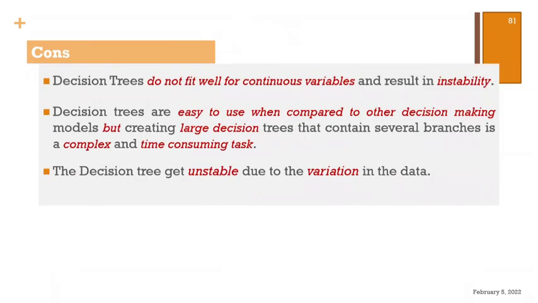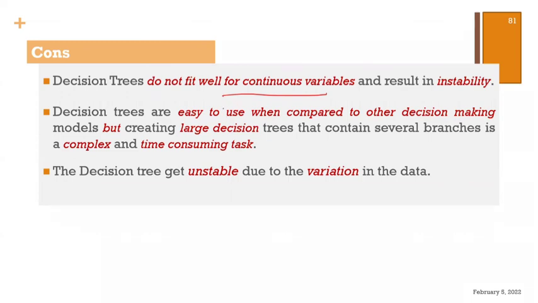Of course, everything with advantage also has disadvantages. One of the disadvantages of decision tree includes it doesn't fit well for continuous variable. So when you have continuous variable, it could result in instability. So it's not a good fit for it, but it works for it, but it's not the preferred option.